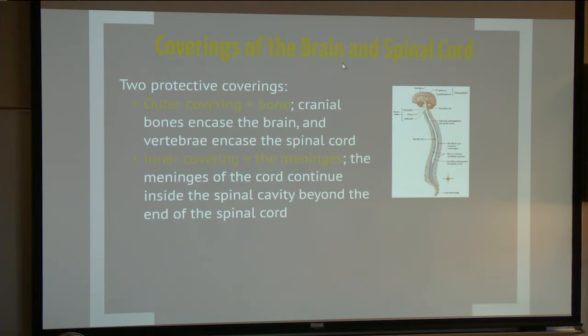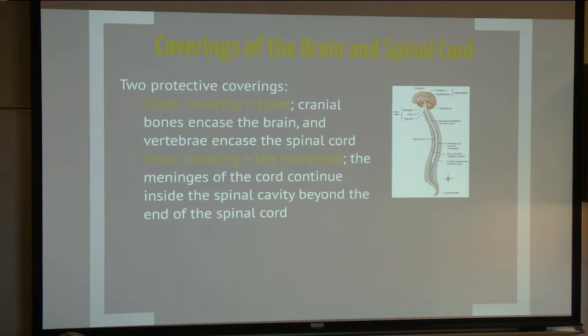So of course we have our cranial bones that we studied with the skeletal unit. So you have your parietal, occipital, frontal bones, temporal bones, and then of course the bones that you find on the underside of the brain as well. Okay, so these cranial bones are going to completely encase the brain and protect it. We also have our vertebrae, which are going to form a bone-like ring around the spinal cord and encase and protect the spinal cord.